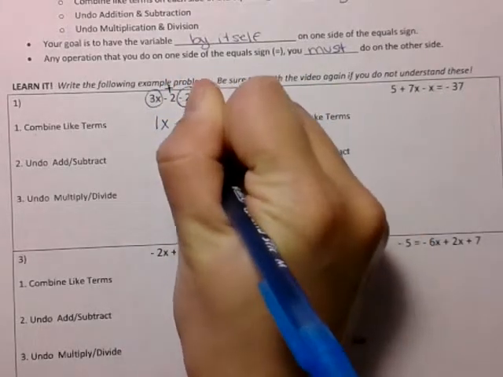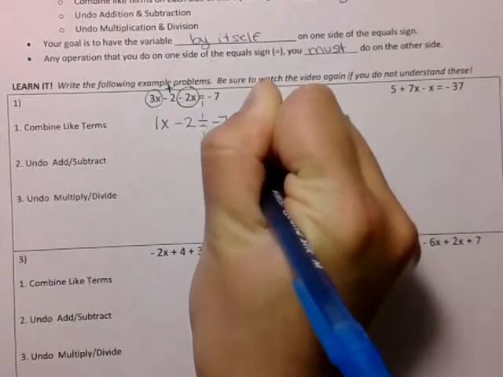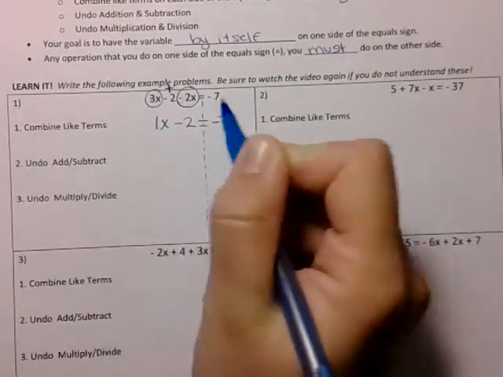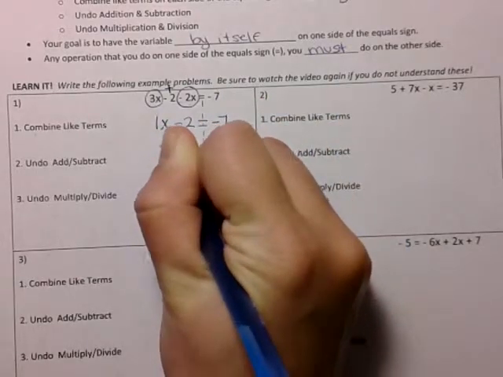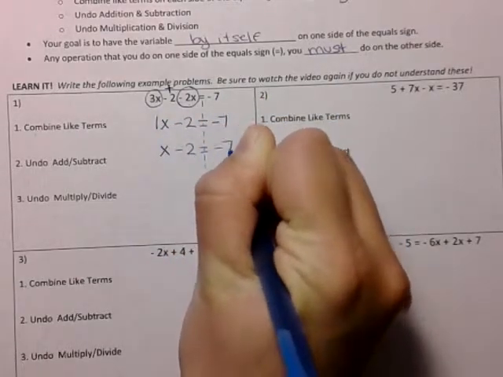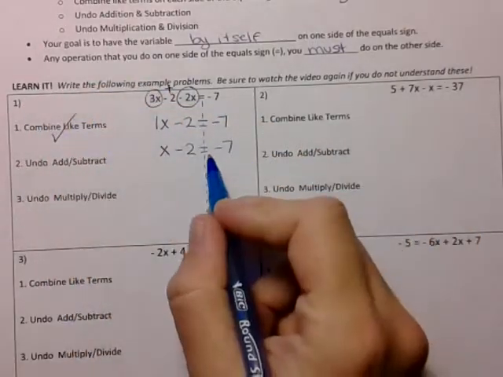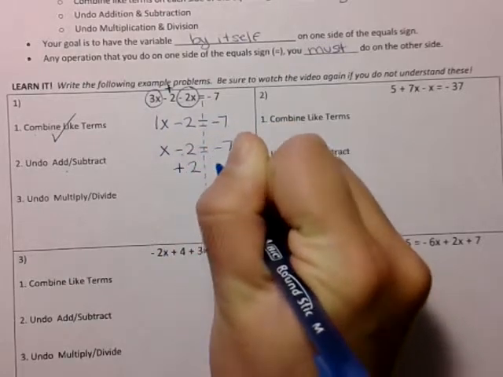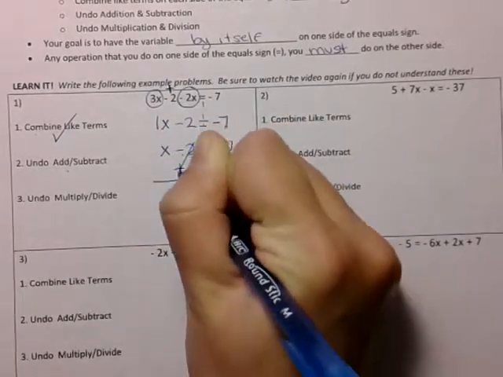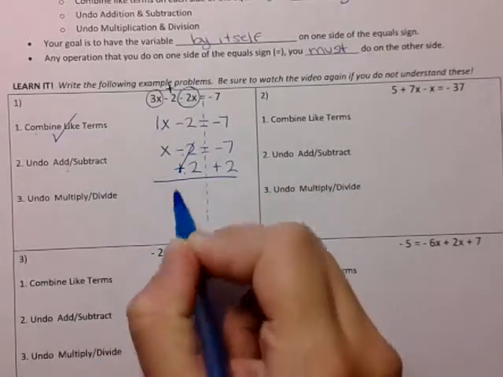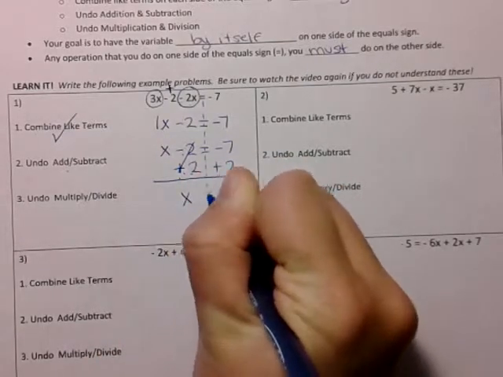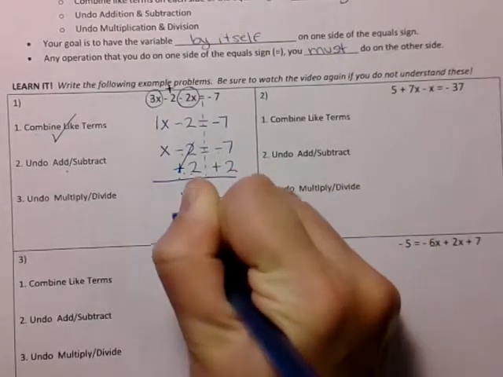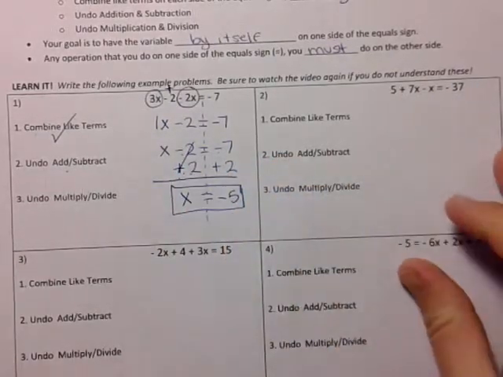Now I bring down my minus 2 equals negative 7. And now I'm back to a two-step equation that I know how to solve. This 1x, of course, is just the plain x. So I'll rewrite this as x minus 2 equals negative 7. I'm done combining like terms. I'll check that off. Now I'm going to undo addition or subtraction. I see a subtraction here, so I'm going to add 2 to both sides of the equal sign in order to get x by itself. Negative 2 and positive 2 cancel out, and I'm left with x equals negative 7 plus 2, which is negative 5.